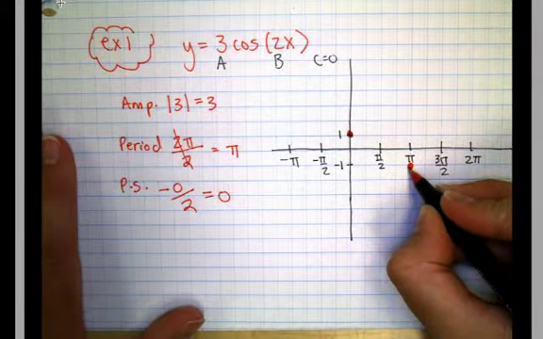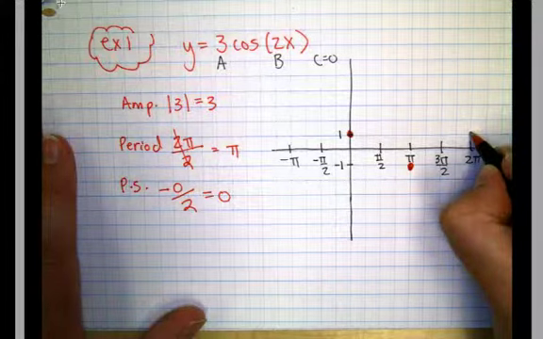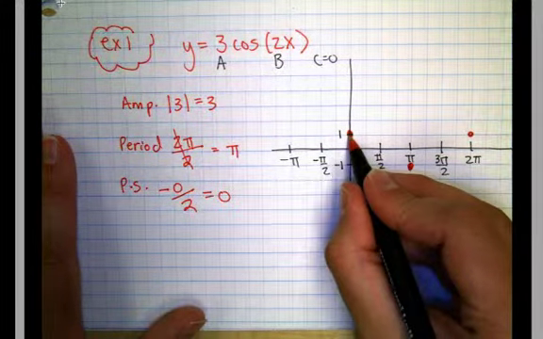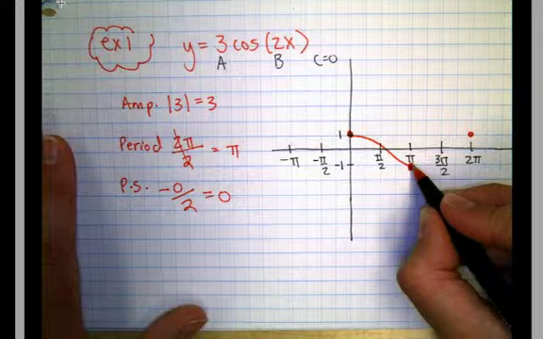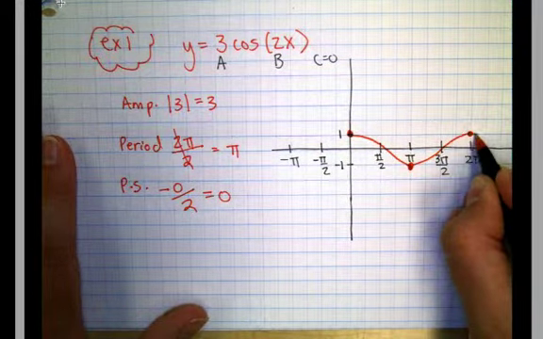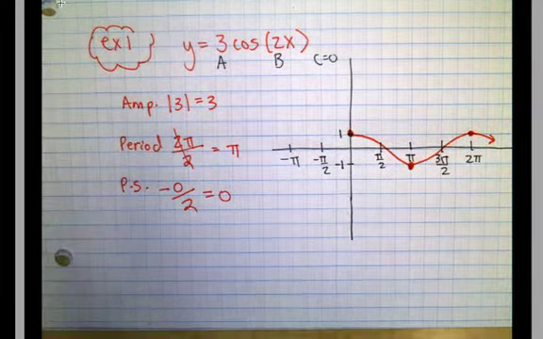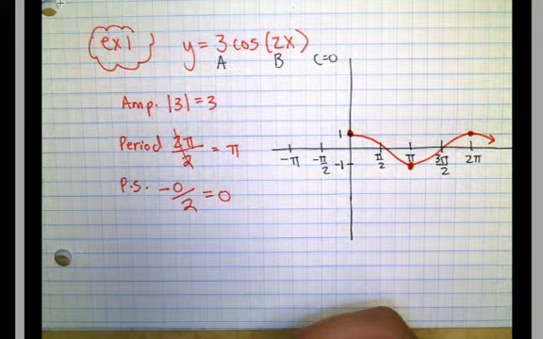Starts at 1, and by the time we get to pi, it's at negative 1. By the time we get back to 2 pi, it's back at positive 1. And it looks kind of like this. And then it kind of keeps on going. That's the usual cosine of x graph.